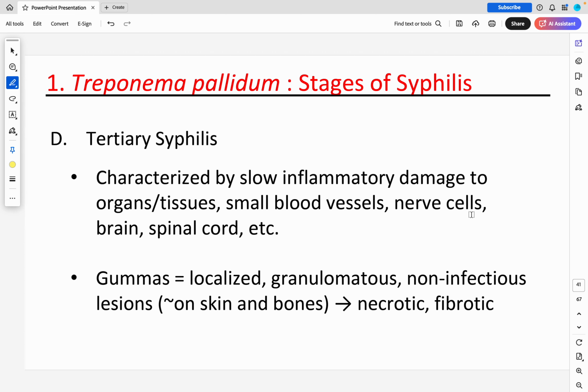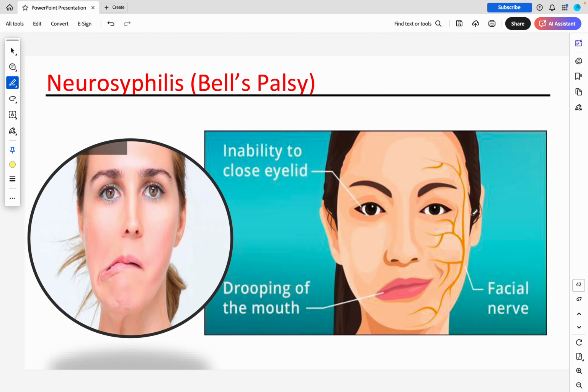feature of tertiary syphilis are gummas, which are localized, granulomatous, and non-infectious, unlike chancre or condylomas. The lesions are able to develop on skin or on the bones. And they're usually necrotic, causing the death of the tissue, and fibrotic in nature.